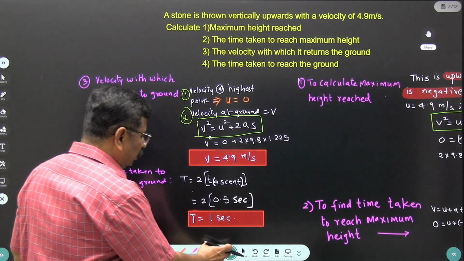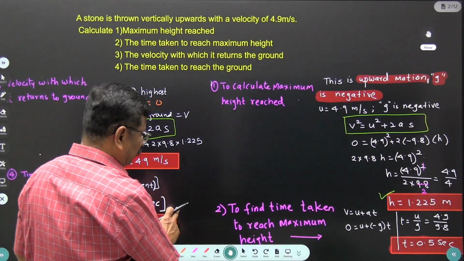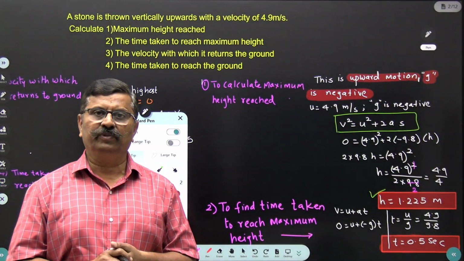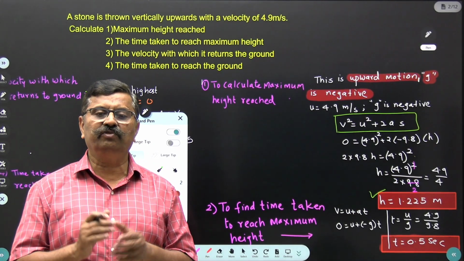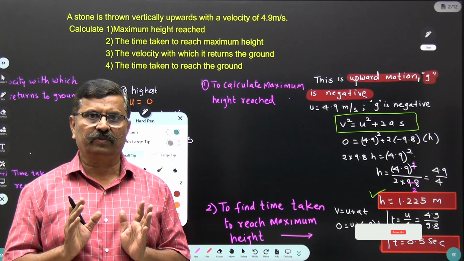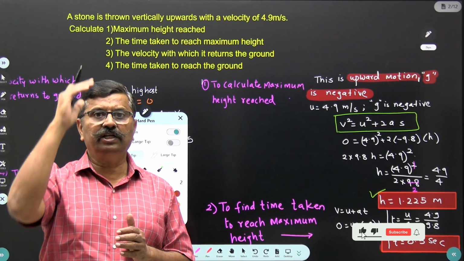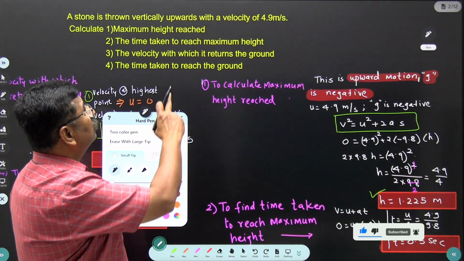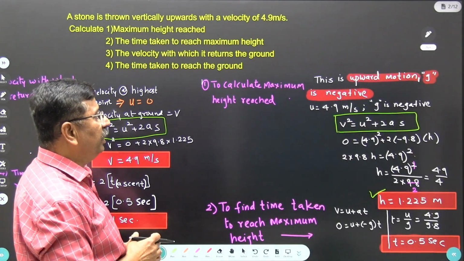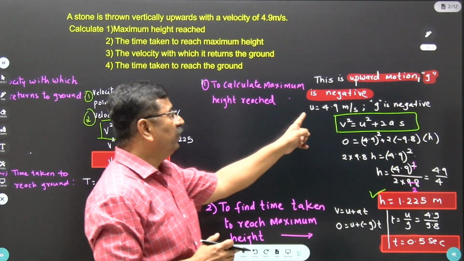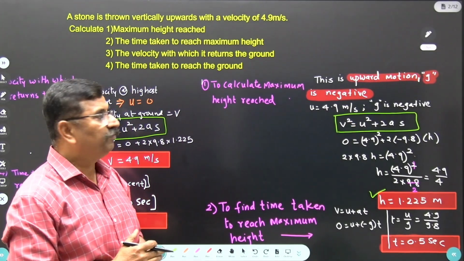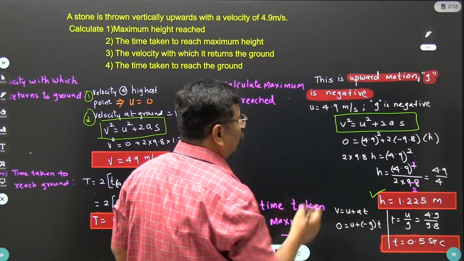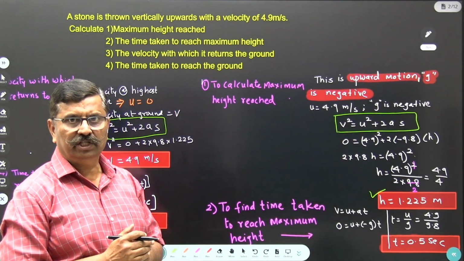Now, what is the methodology of this problem? Let's see. There is a stone which has been thrown in an upward direction. As it is thrown upward, the value of g is negative. And at the highest point, the velocity of the stone will be 0. This stone is thrown with velocity 4.9 meter per second, so the initial velocity is 4.9 meters per second. Then v square is equal to u square plus 2as. This is one of the kinematical equations that we have.